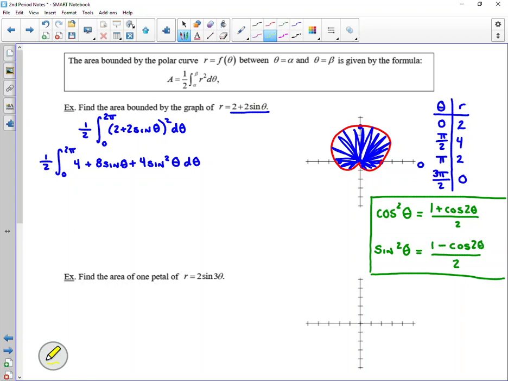So this part right here can be replaced. Plus 8 sine theta plus, and I'm actually going to put this in, but I'm just going to make it 2.